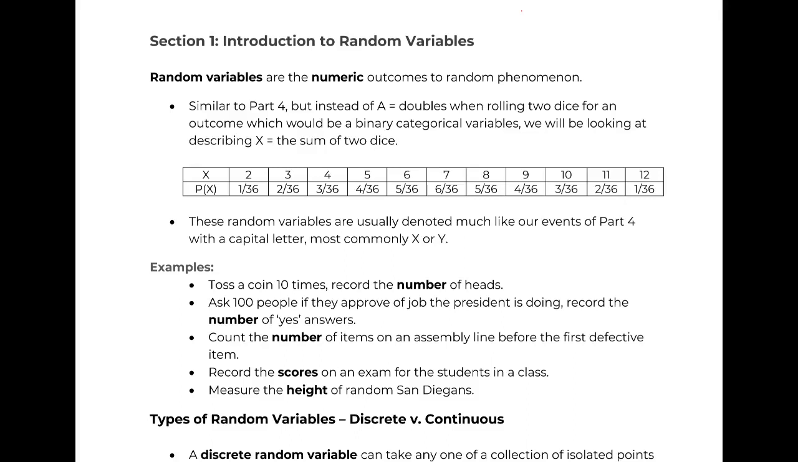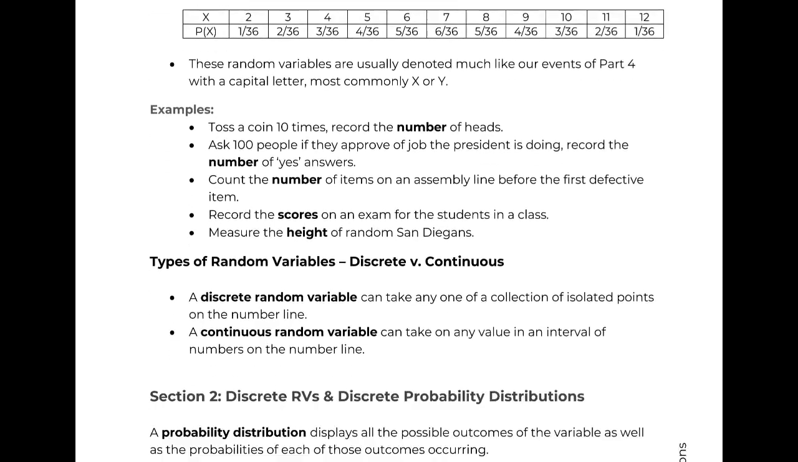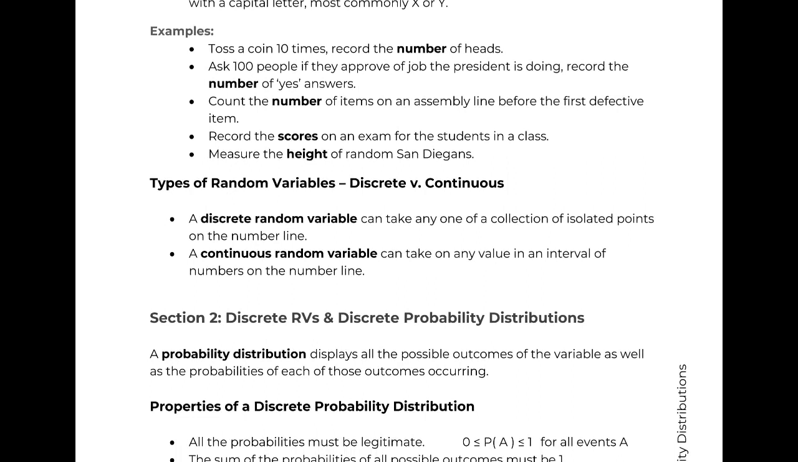So in part 5, we're going to start talking about random variables. And our random variables, the most important thing here is that they are numeric outcomes. So we're looking at basically quantitative variables that are random in terms of what occurs, unlike our quantitative variables that we saw when we were collecting data. So we have some examples here.